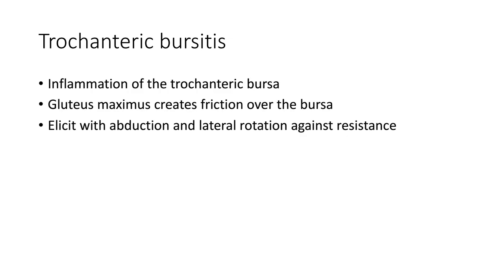Let's finish today by going over some clinical application. So trochanteric bursitis. This is an inflammation of the bursa on the top of the trochanters. So we call that the trochanteric bursa. The gluteus maximus will create friction over the bursa and then cause inflammation of the bursa, which can be very painful. And usually you can elicit the pain with abduction and lateral rotation against resistance. So you have the patient abduct and laterally rotate their leg while you're resisting those motions.